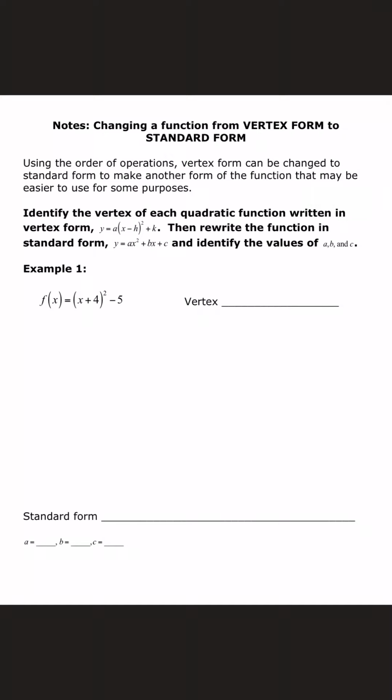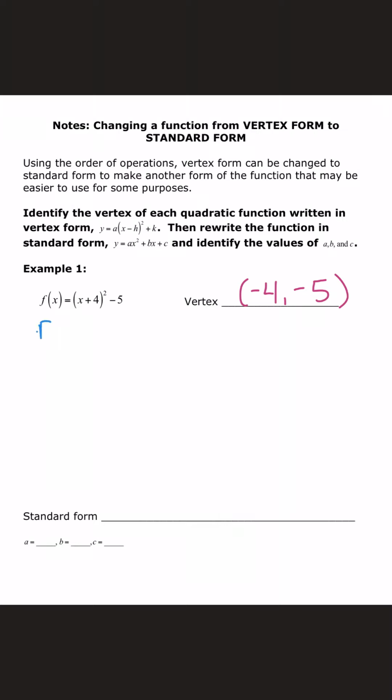What we are going to need to do, well actually first let's identify the vertex in this equation here. Just remember from last week, your vertex can be found by looking at your left and right movement. For this graph it does go left 4, so your vertex is going to be at -4, and it's going to go down 5 units, so at -5. Now we're going to convert this into standard form in order to find the values of a, b, and c.